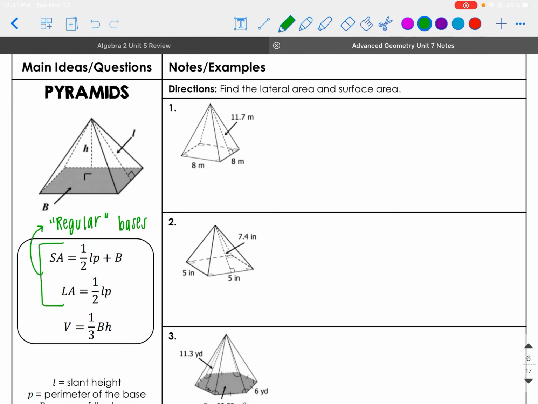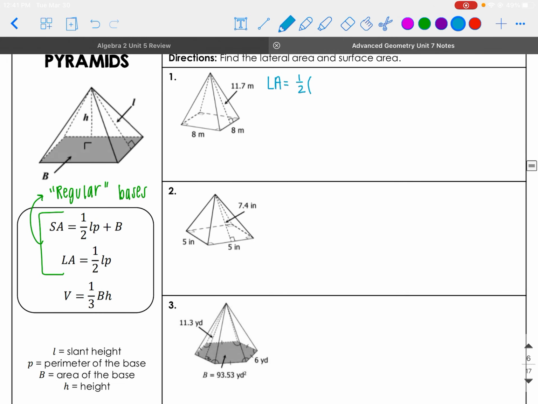So lateral area is half times the slant height, which is this right here. So it's actually the height of one of the faces. If I were to cut this apart and unfold it, it turns into a net, and that slant height is the height of one of the faces, not the height of the actual pyramid. And that number is 11.7. And then times the perimeter of the base.